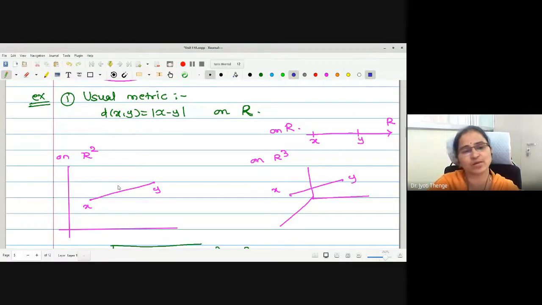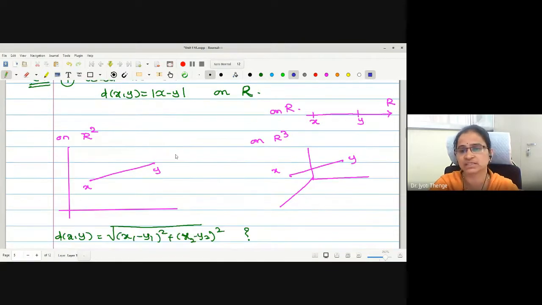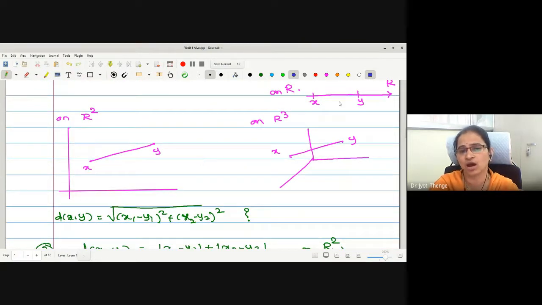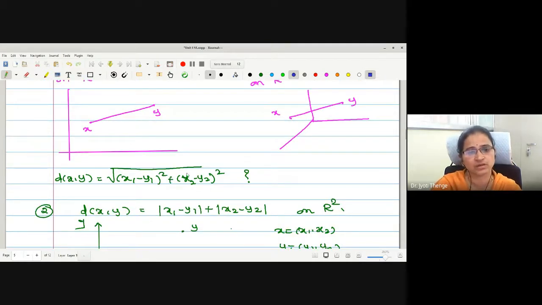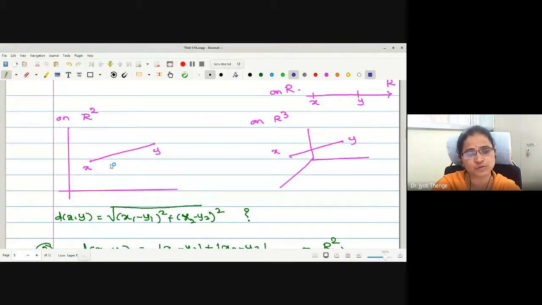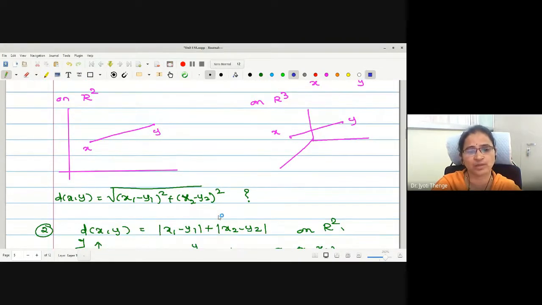Then we have seen some examples also, that under a usual metric, every set is a metric space. What is a usual metric? The usual metric is actually a modulus function, that is, the modulus of the difference between the two elements is the usual metric. This we have discussed on R2 and on R3 also. I think this is a question I have asked: how can the distance between two points on R2 space be calculated by the distance formula? Has anyone tried to search how this distance formula came?